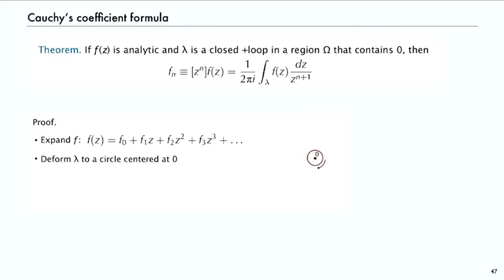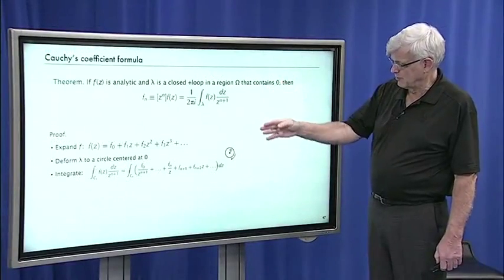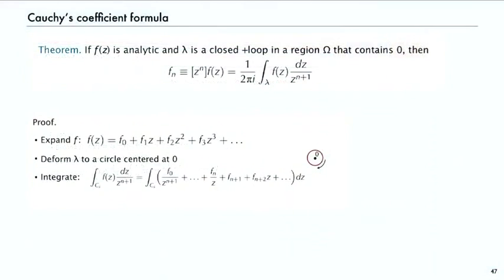So that's the first thing. Now what we're going to do is take the loop and deform it to a small circle centered at 0, and as long as the circle's within omega, we're fine. And then we just integrate, and we can integrate term by term. So we're dividing by z to the n plus 1, so it's f0 over z to the n plus 1, and so forth. And then f n over z, f n plus 1 times z to the n plus 1, and z to the n plus 1 cancels out, f n plus 2 z, and so forth, like that.